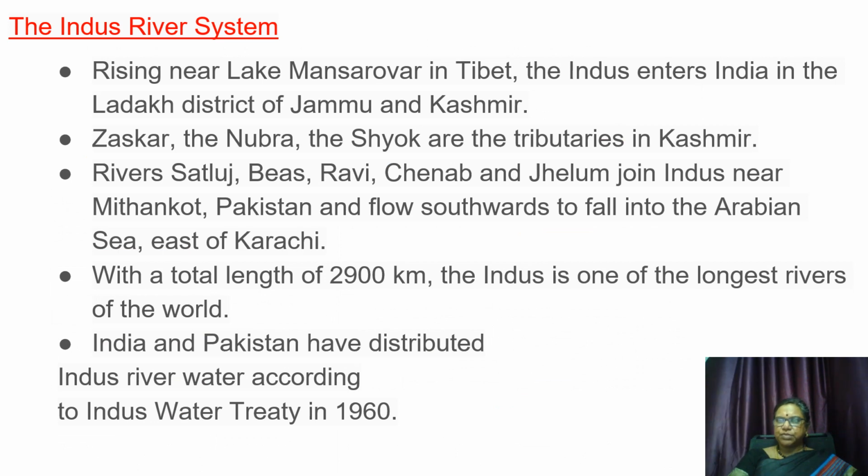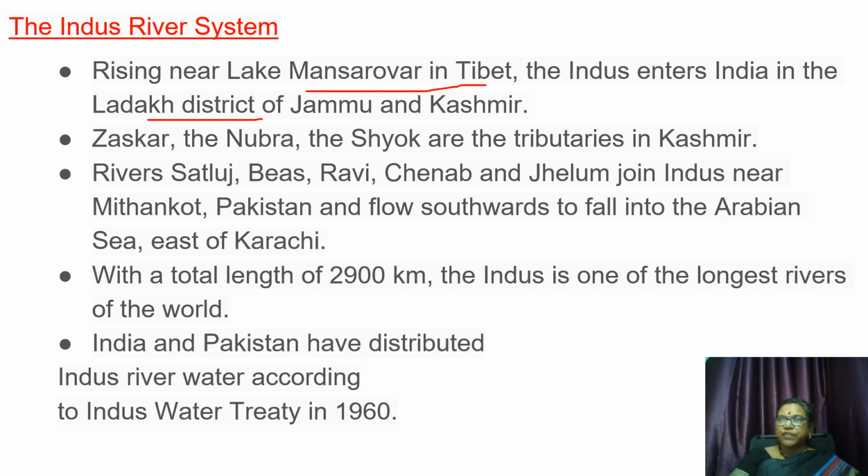Now we are coming to the Himalayan rivers. The first one we are going to read about is the Indus river system. The river Indus rises near a lake called Manasarovar in Tibet, and later it flows in the west direction. It enters India in the Ladakh district of Jammu and Kashmir. So westwards it will flow, entering India through Ladakh district in Jammu and Kashmir.